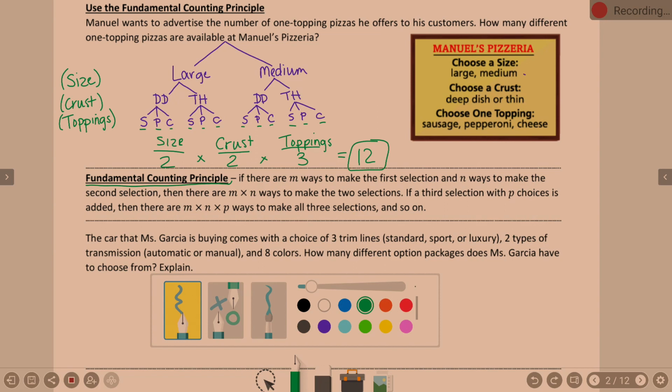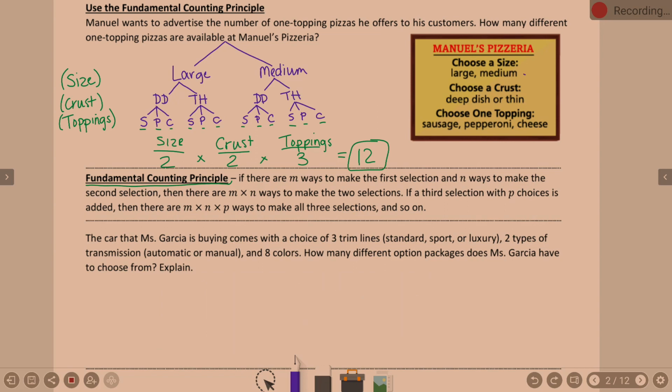3 trim lines. Okay. Her first choice, or a choice, is trim lines. And we know that there are 3. Then she has to pick a transmission. How many transmission choices? 2.